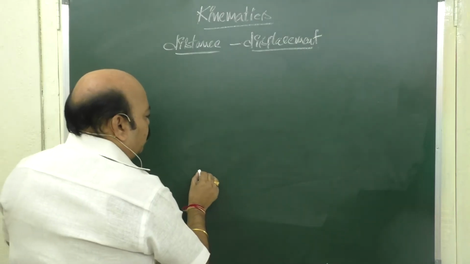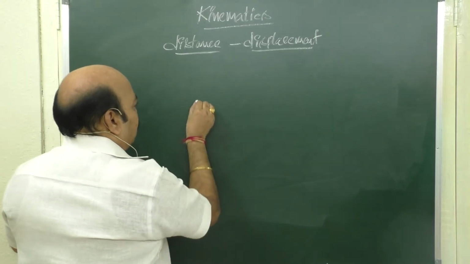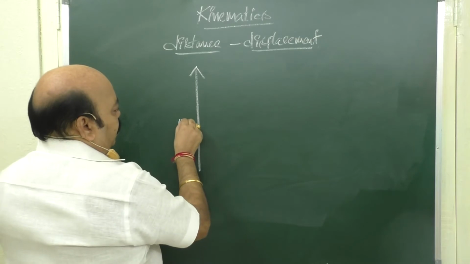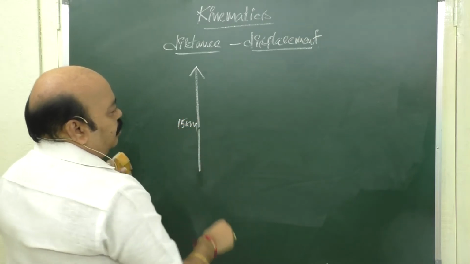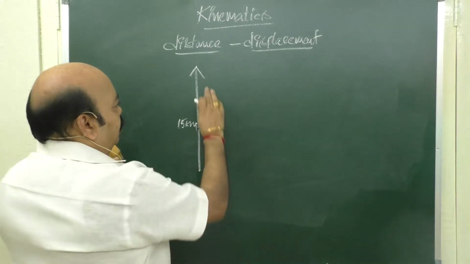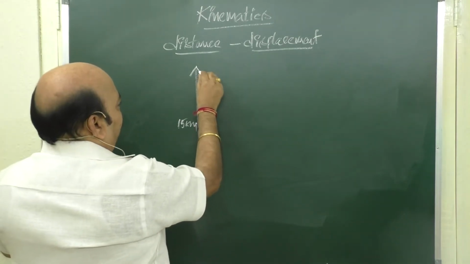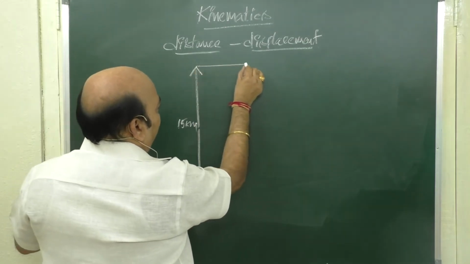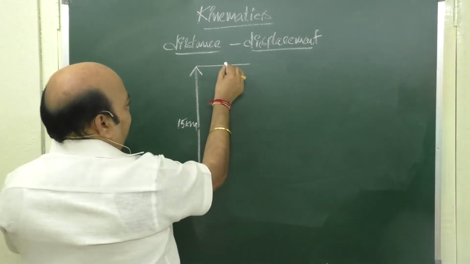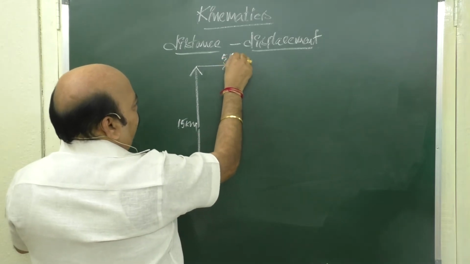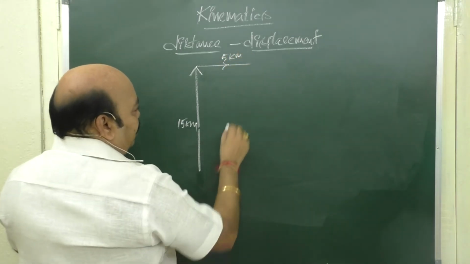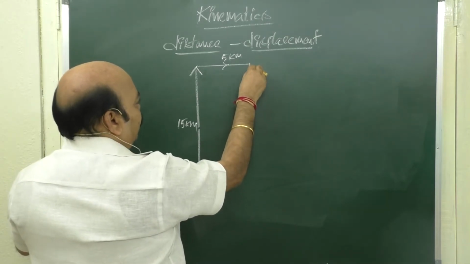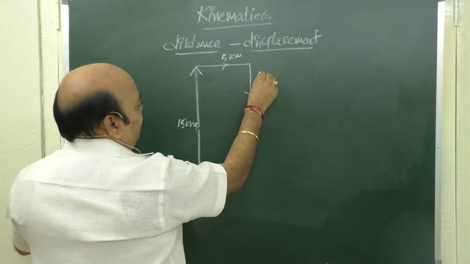A body is moving northwards, like this. Northwards means 15 kilometers, and then it turns 5 kilometers towards east, 5 kilometers, and then towards south, say 3 kilometers.